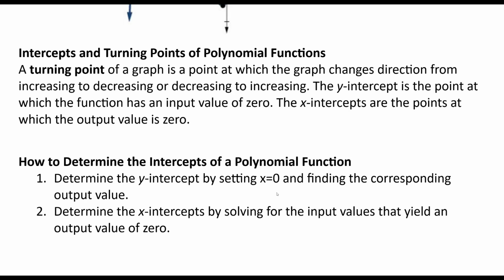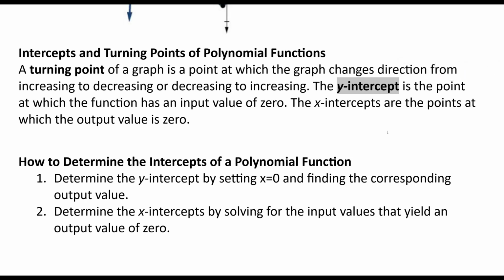A turning point of a graph is a point at which the graph changes direction from increasing to decreasing or decreasing to increasing. The y-intercept, let's make that bold, by the way, is the point at which the function has an input value of 0. So x is 0, and it produces the value y where it hits the y-axis. The x-intercepts are points at which the output value is 0, because y is 0 on the x-axis.